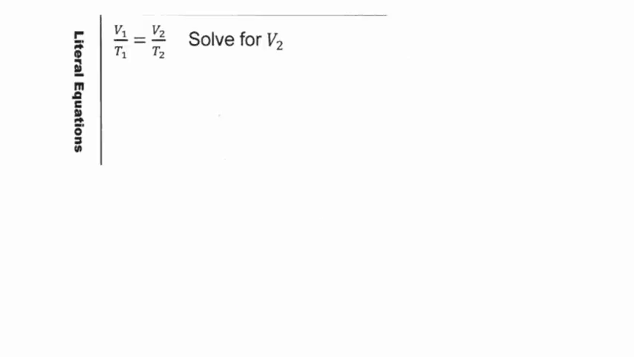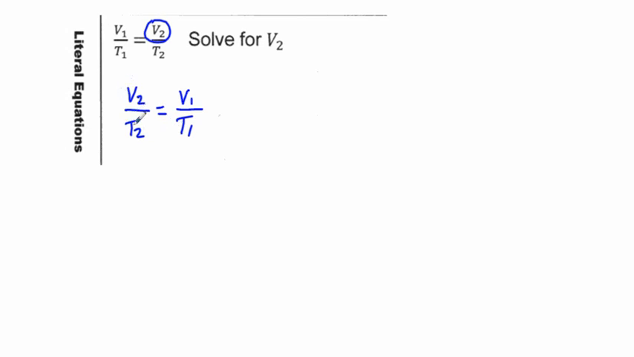Okay, next we have solved for v sub 2, v2, sometimes you call it. And I'm going to rewrite this v2 over t2 equals v sub 1 over t sub 1. Okay, so I rewrote this to have my unknown variable I'm solving for over on the left side. And I can do that because the symmetric property of equality allows me to do that.